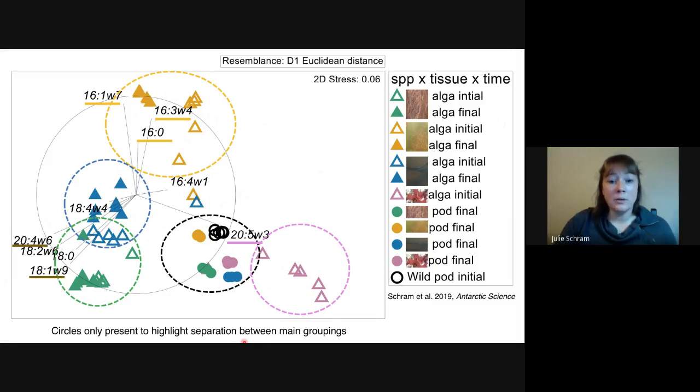It also appears that a large constituent of their diets are these diatoms, because they're grouping the most closely to those amphipods that were fed diatoms.